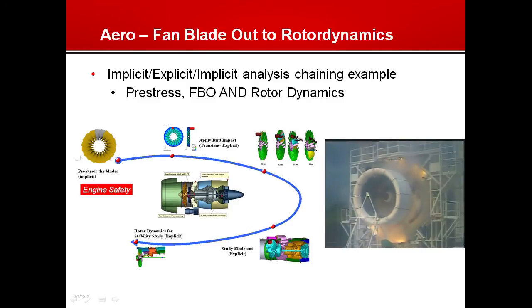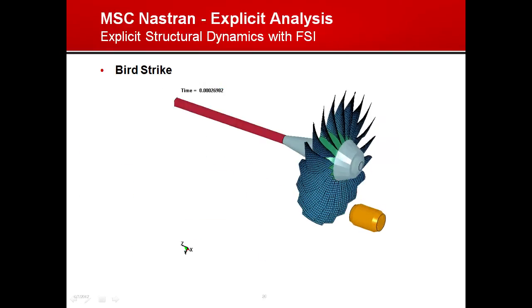So we can do an implicit pre-stress, an explicit code of the blade, and then we can follow up with the rotordynamics or the airframe. Guys want to know what kind of loads are going to come into my airframe if something like this happens to one of your engines. Again, we can do that whole sequence all within MSC Nastran.